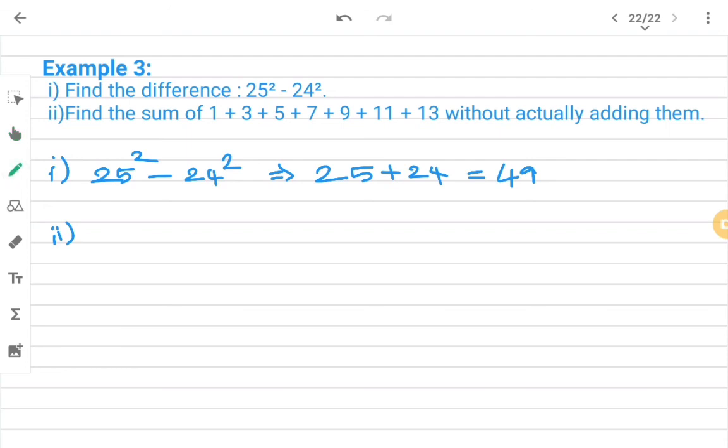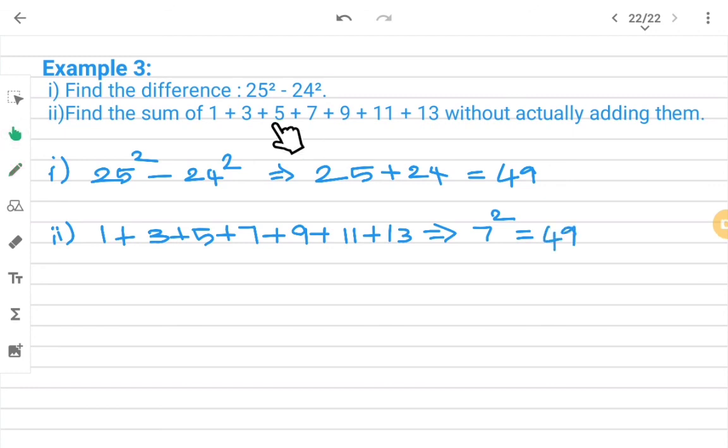So what will happen? The value of this: 1 plus 3 plus 5 plus 7 plus 9 plus 11 plus 13. How many odd numbers did we add? We added 7 odd numbers, right? That is 7 square. What is 7 square? 7 square is 49. So without adding, we have found the sum of these odd numbers, right?